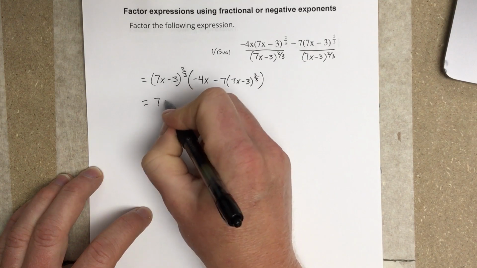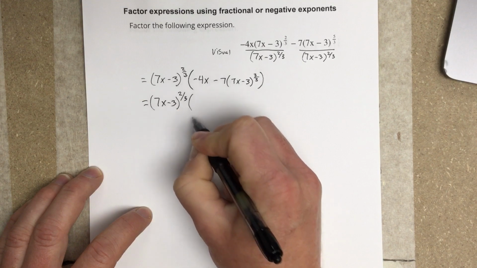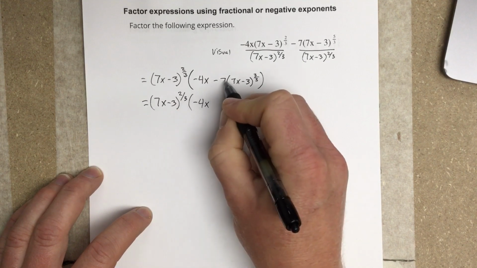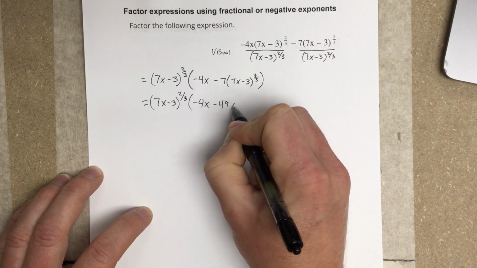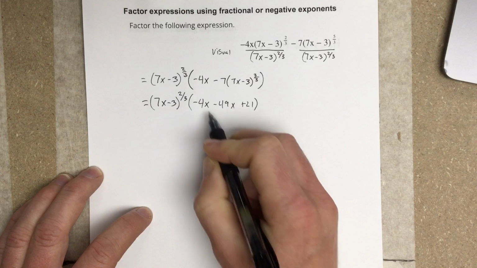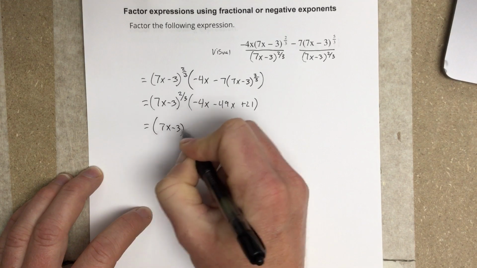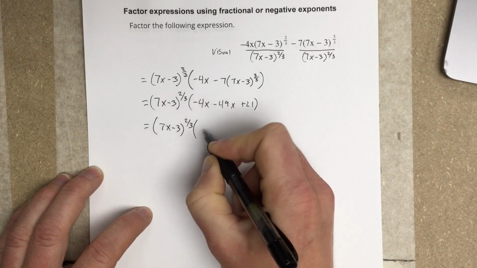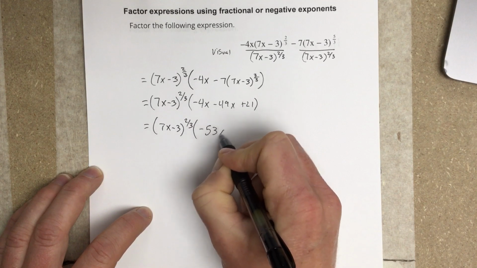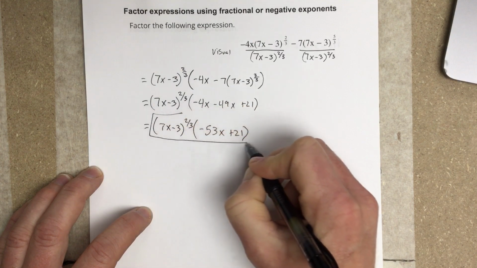So I end up with 7x minus 3 to the 2/3, negative 4x, distribute here, negative 49x plus 21. Combine these together and I get 7x minus 3 to the 2/3, and that's negative 53x plus 21. And that's how you factor a fractional exponent.